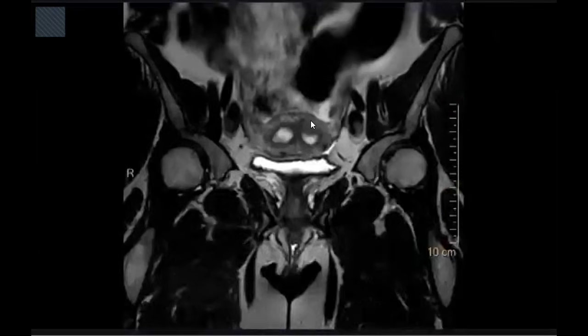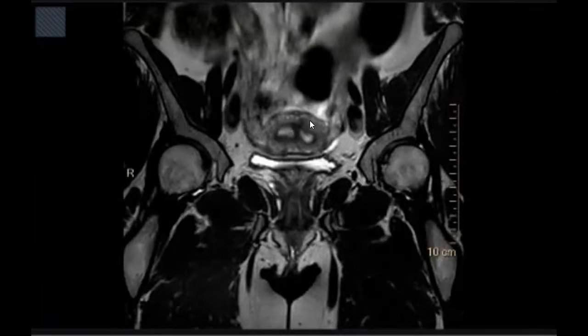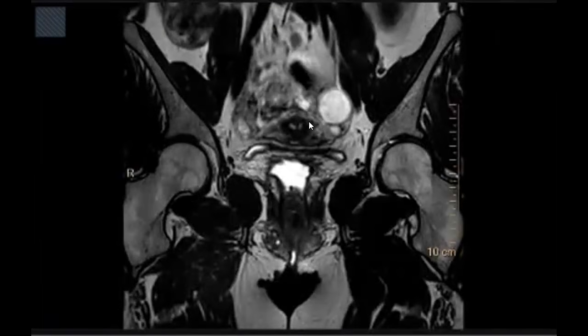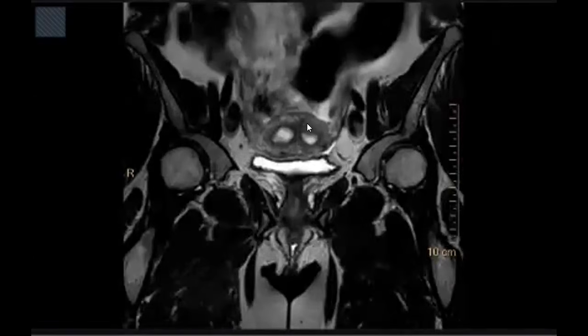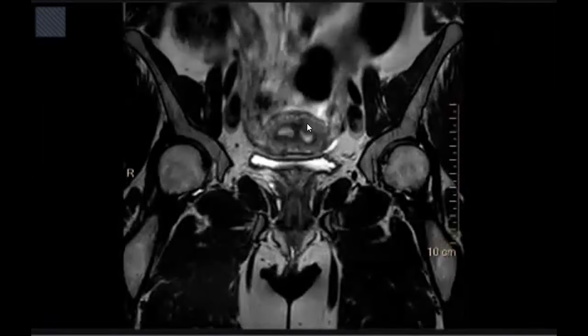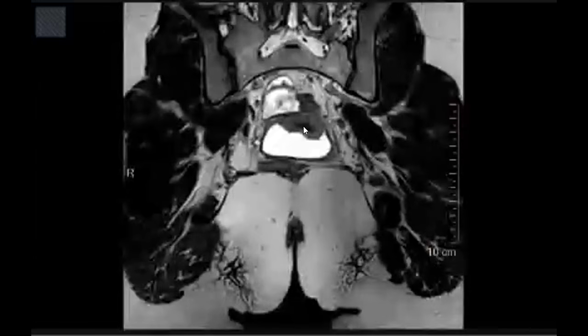Here are the coronal images. These are the coronal images, T2 weighted, of the female pelvis, in which I have seen two uterine cavities earlier on the HSG. I'm trying to scroll. Sorry, it is not scrolling. Okay, now it is.